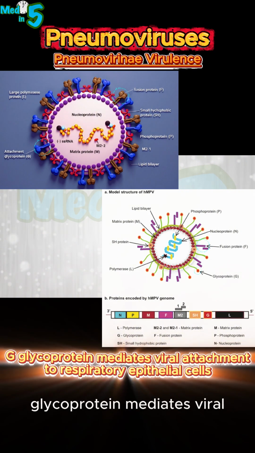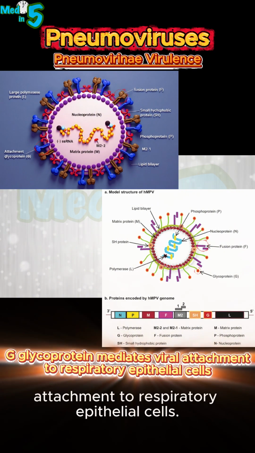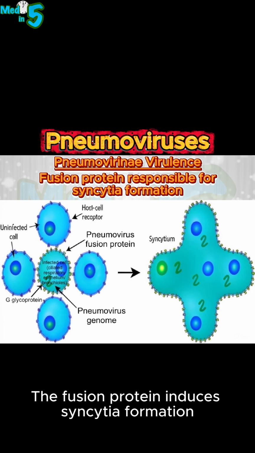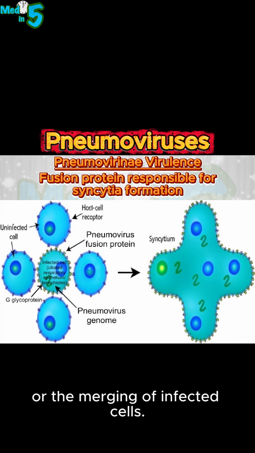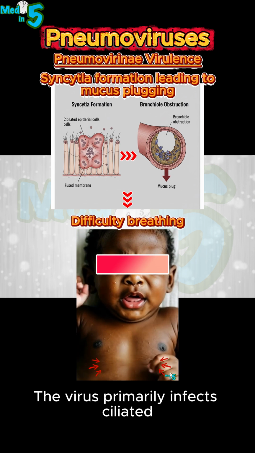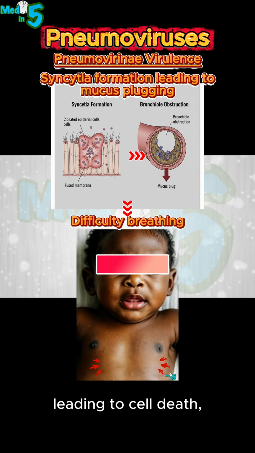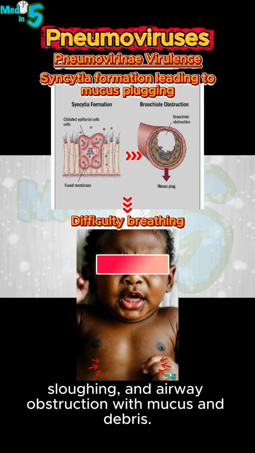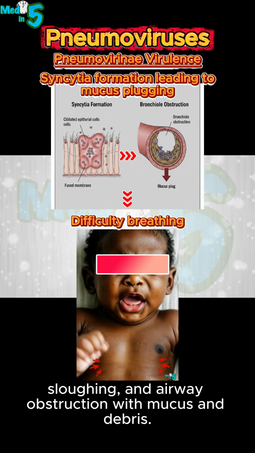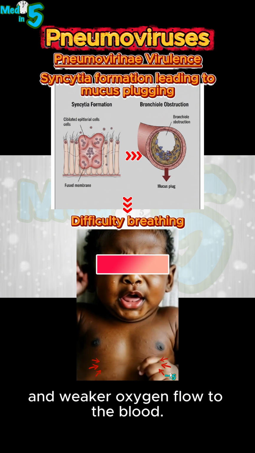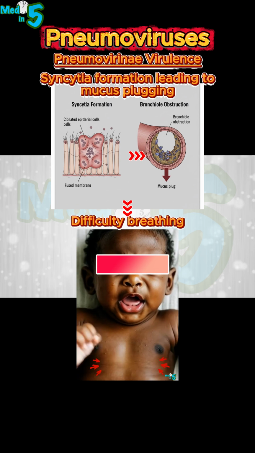The G-glycoprotein mediates viral attachment to respiratory epithelial cells. The fusion protein induces syncytia formation, or the merging of infected cells. The virus primarily infects ciliated respiratory epithelial cells, leading to cell death, sloughing, and airway obstruction with mucus and debris. Syncytia contribute to inflammation and weaker oxygen flow to the blood.